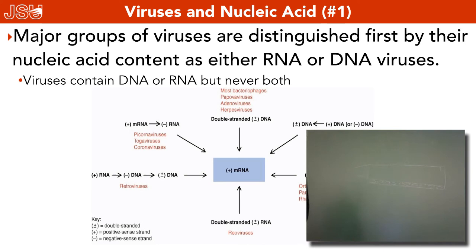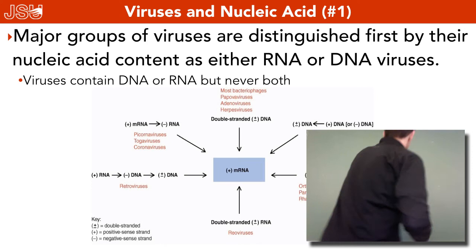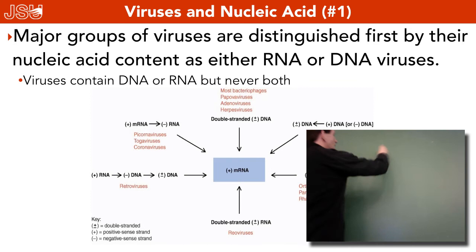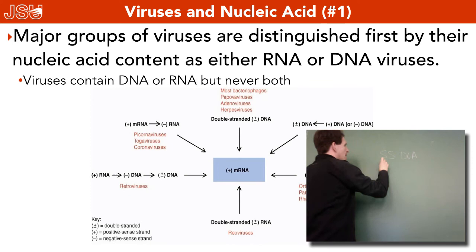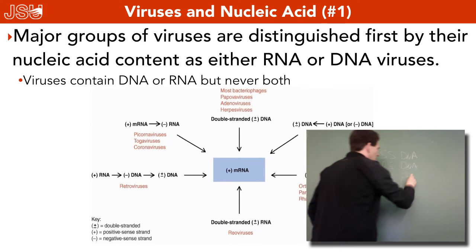So, viruses. We can have our double-stranded, let me write some of these out. We'll talk about each one of these in detail, and when we start looking at the life cycle of a virus, then it will become important. We can have single-stranded DNA. We can have double-stranded DNA. We can have single-stranded RNA. We can have double-stranded RNA.